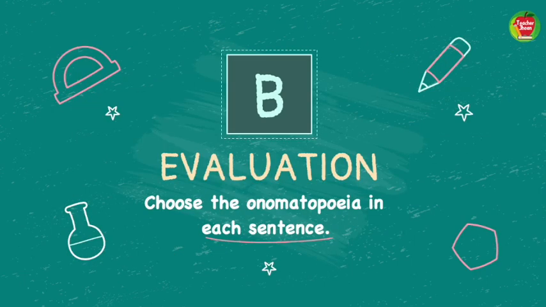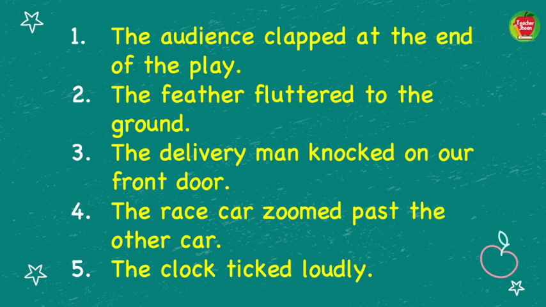For letter V evaluation, choose the onomatopoeia in each sentence. Circle your answer. 1. The audience clapped at the end of the play. 2. The feather fluttered to the ground. 3. The delivery man knocked on our front door. 4. The race car zoomed past the other car. And 5. The clock ticked loudly. You may pause this video to answer this. Here are the answers.